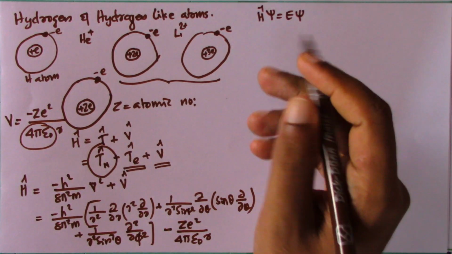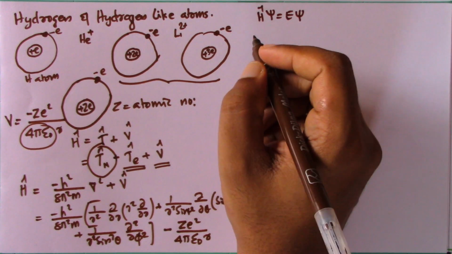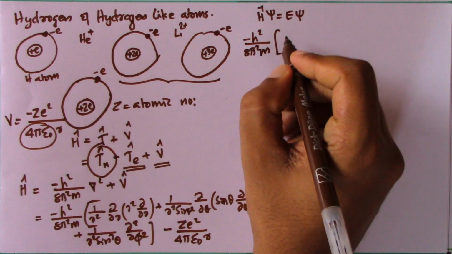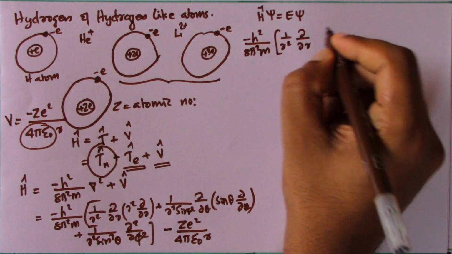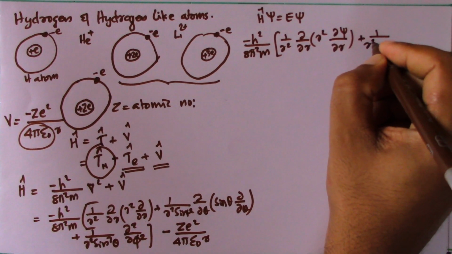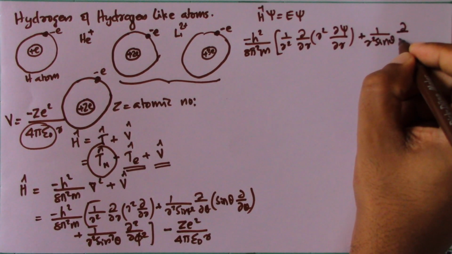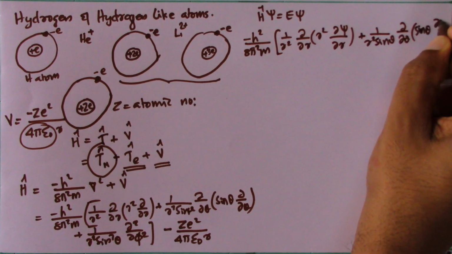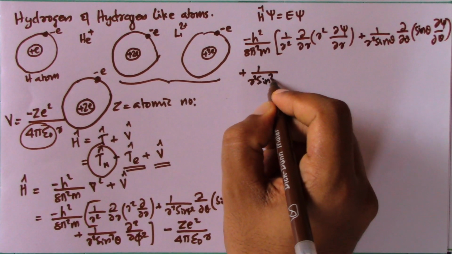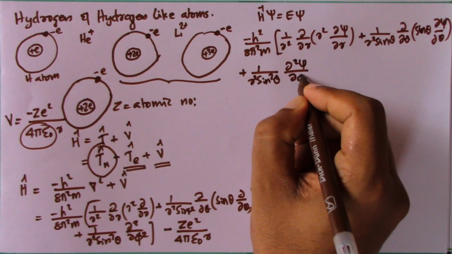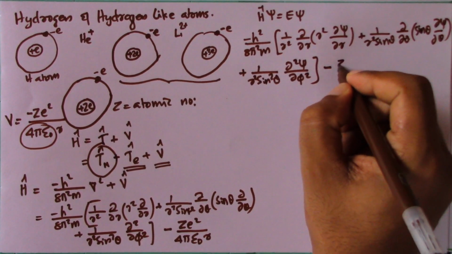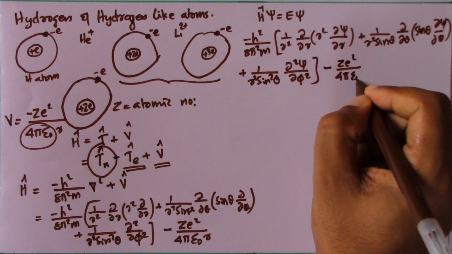Therefore, we can make the Schrodinger equation here. So our Schrodinger equation is minus h square divided by 8 pi square m, 1 by r square dou by dou r of r square dou psi by dou r, plus 1 by r square sine theta dou by dou theta of sine theta dou psi by dou theta, plus 1 by r square sine square theta dou square psi divided by dou phi square, minus z square divided by 4 pi epsilon 0 r into psi.